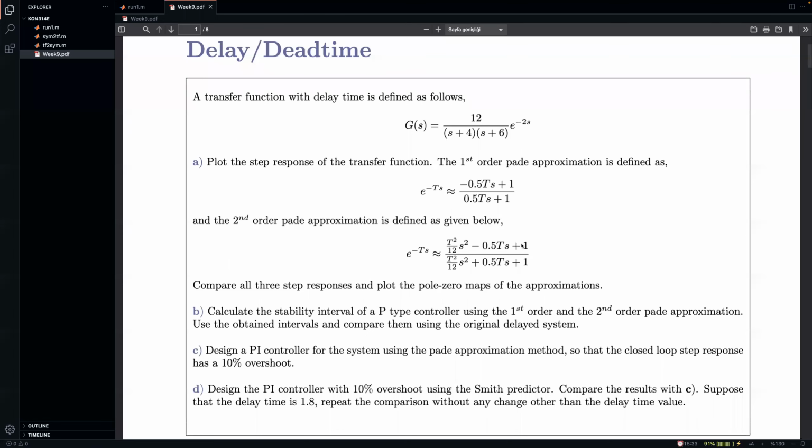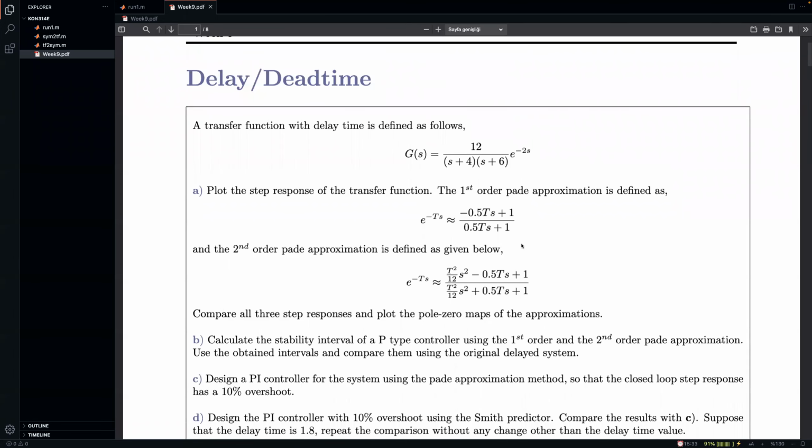Hello, everyone. Today we will be talking about delay, also called dead time. Until this point, we've considered that if an input is applied to a system, the system directly shows an action and reacts to it instantaneously. Now, of course, that's not always the case.